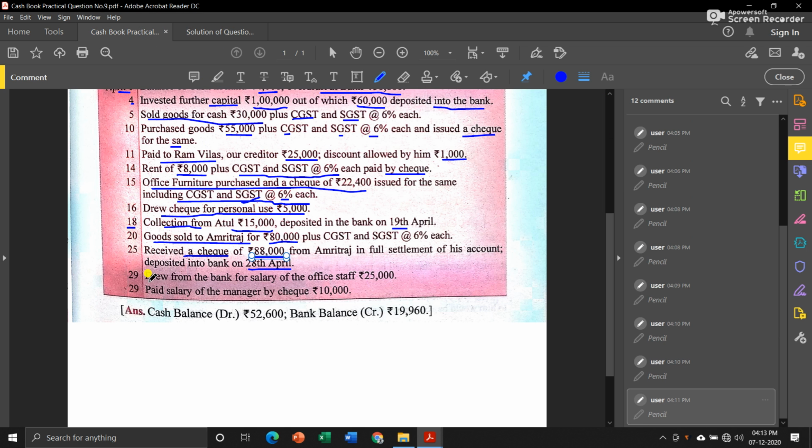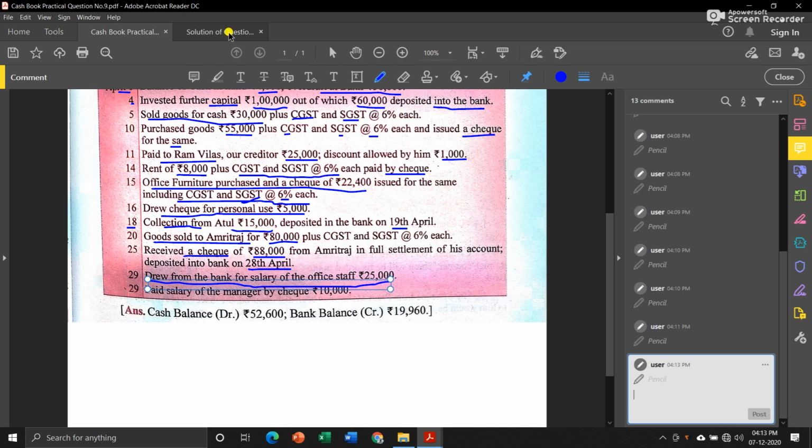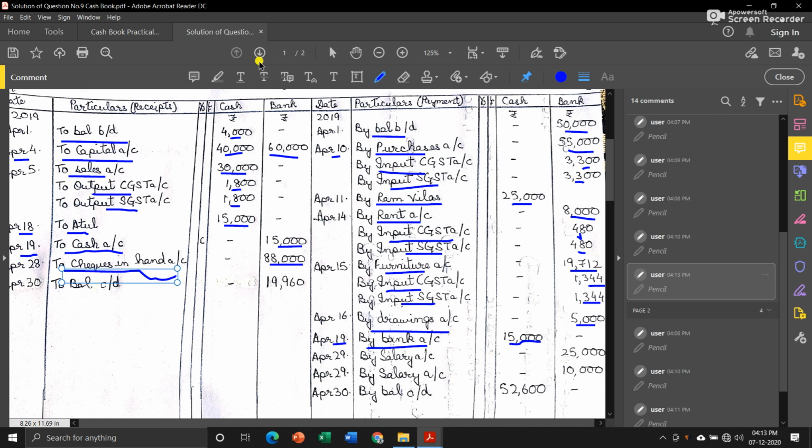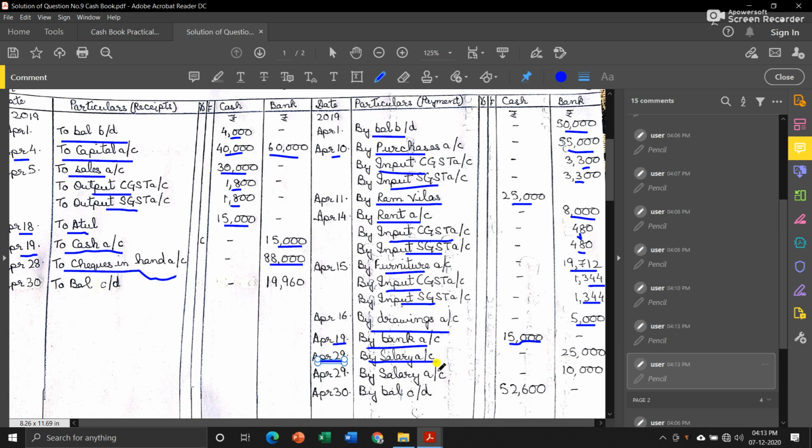Then next transaction, on day 29, drew from bank for salary of the office staff rupees 25,000, means we withdrew some cash from the bank for paying salary of staff. So we will write on the payment side April 29 by salary account. In bank column we will write 25,000.